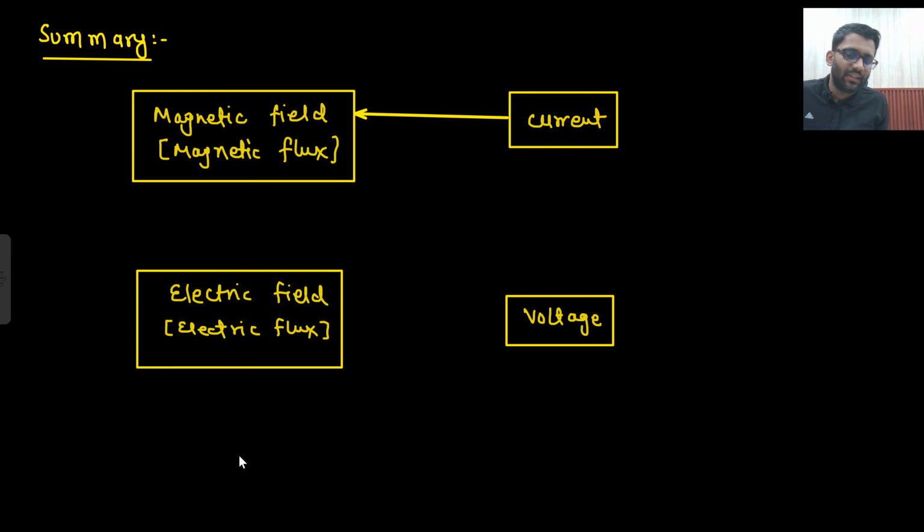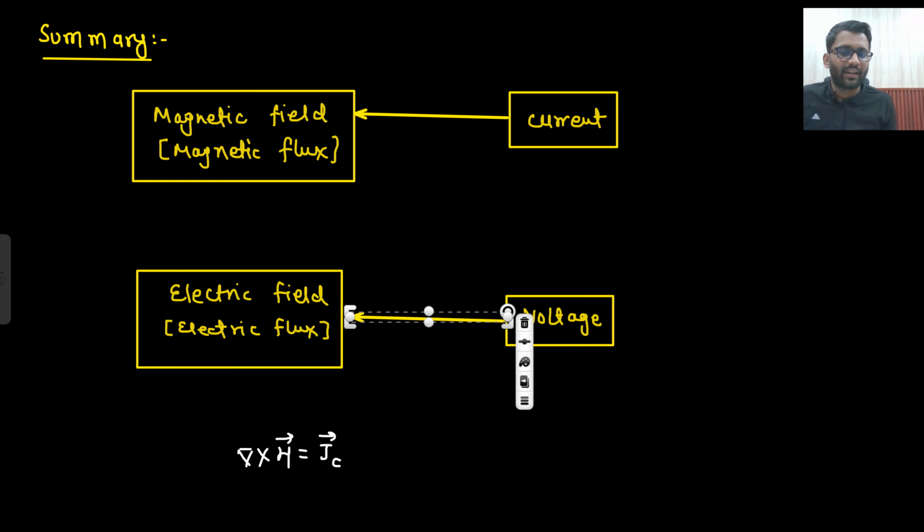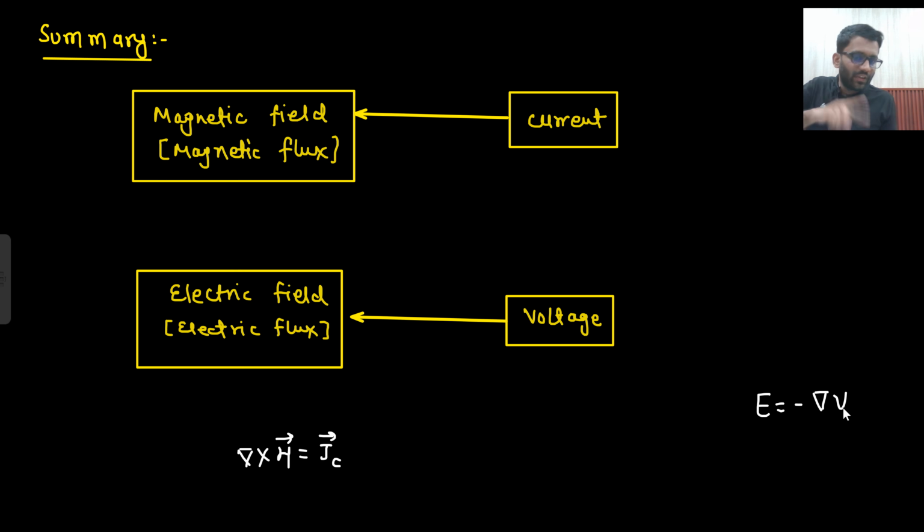In statics, what we studied is del cross H is equal to JC, right? And if there is some voltage, there will be some electric field, or what I can say, E is equal to minus del V, right? So if there is some voltage, then there will be some electric field. How do you get it? Del cross E is equal to 0. So this we studied in statics.